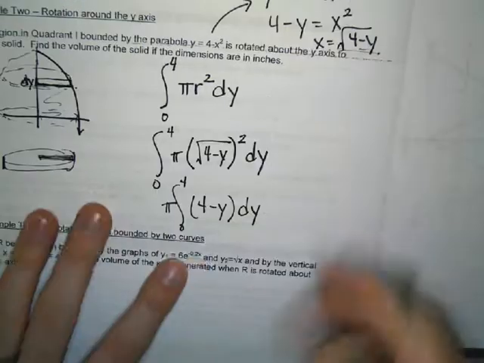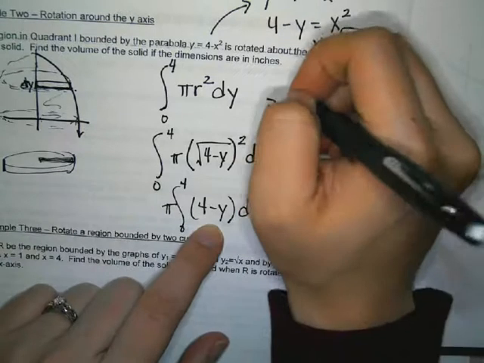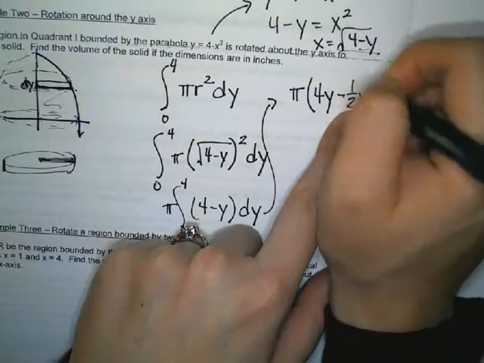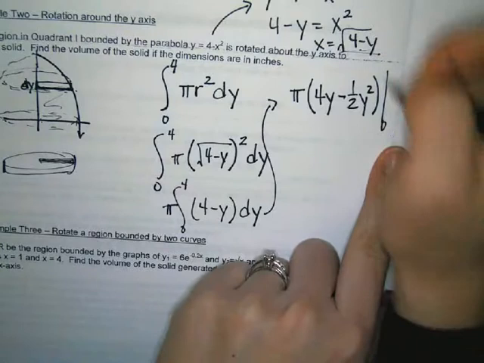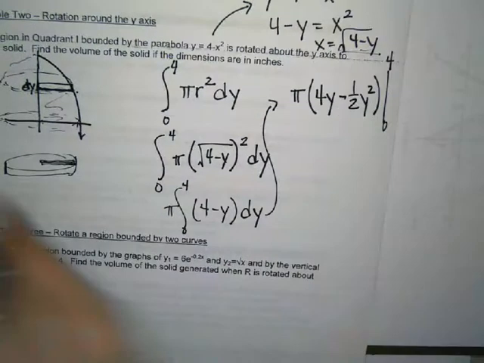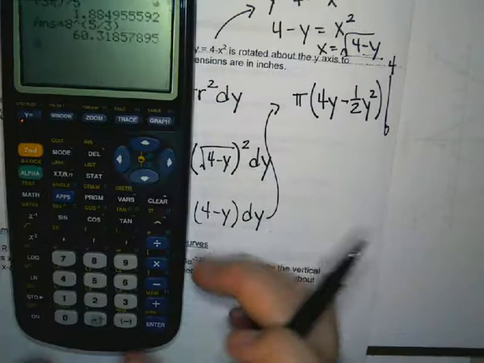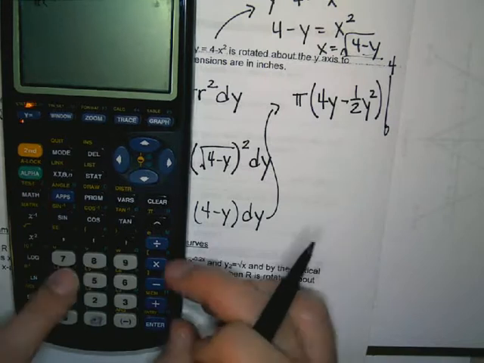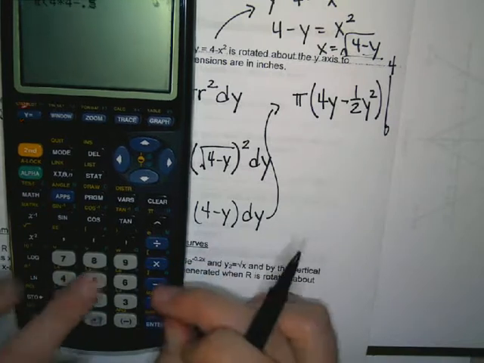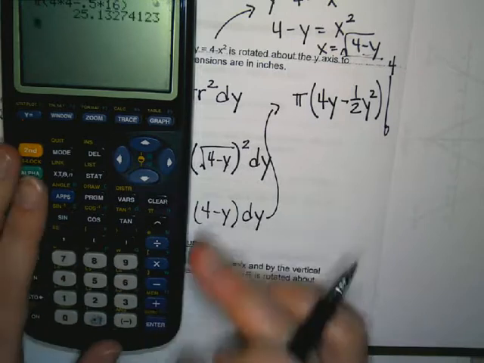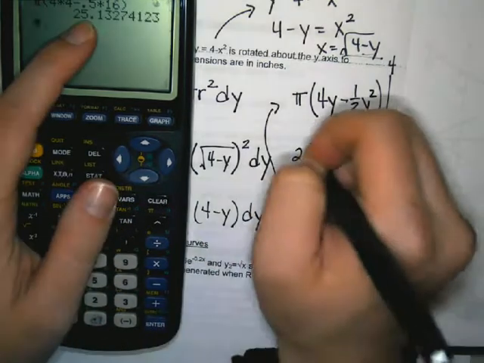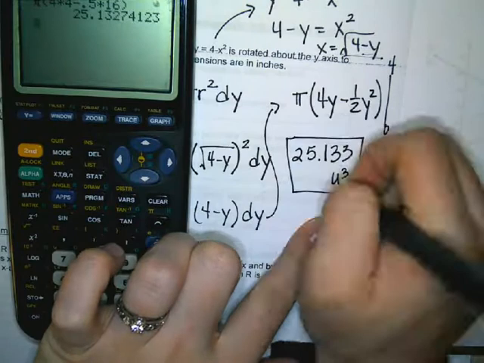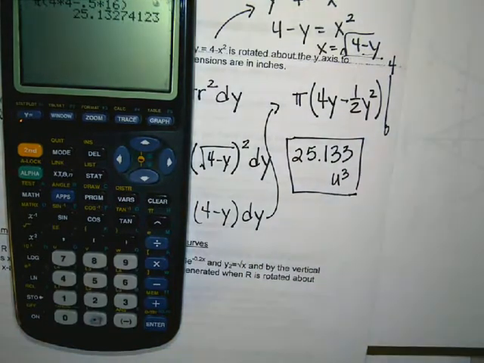So integrating is actually fairly simple. We have pi, and then 4y minus 1/2 y squared. We're going to evaluate that from 0 to 4. Now when I plug in 0, it cancels everything out. So now I'm only really concerned about what I get when I plug in 4. So we have pi times 4 times 4 minus 0.5 times 16. So we get 25.133 units cubed. Okay.